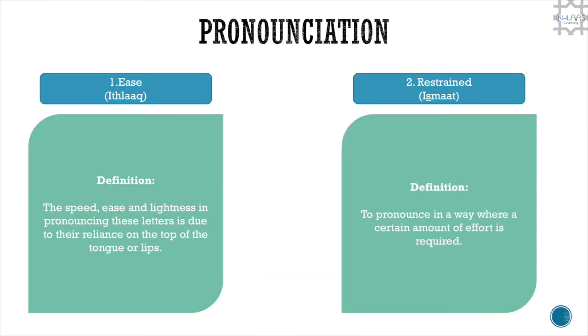Al-Ismat. What are the definitions? Idlaq, which means ease, is the speed, ease and lightness in pronouncing the letters due to the reliance on the top of the tongue or the lips. Ismat, which means restrained, is to pronounce the letter in a way where a certain amount of effort is required.